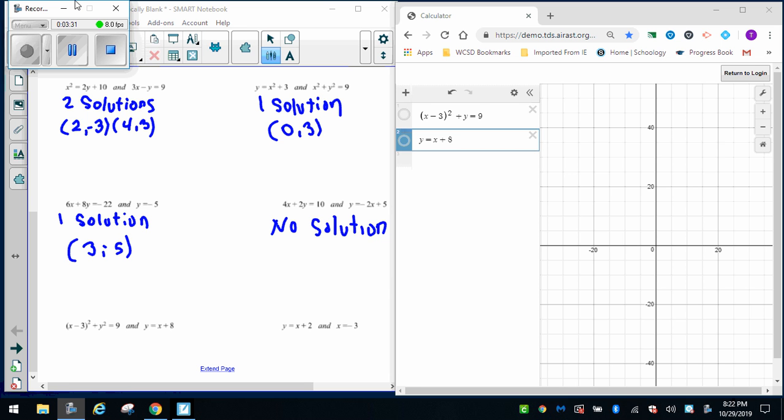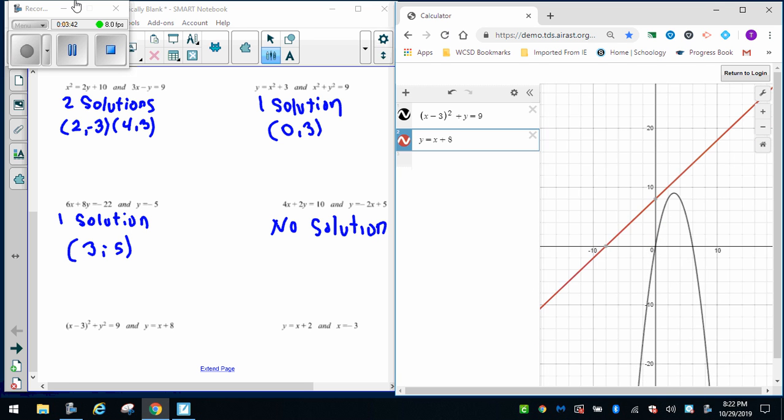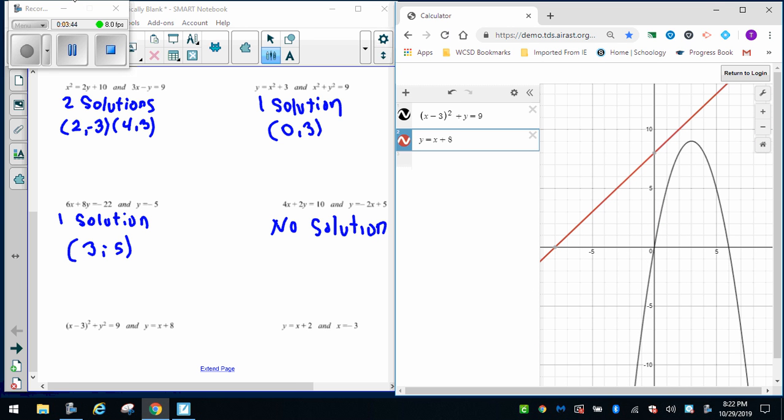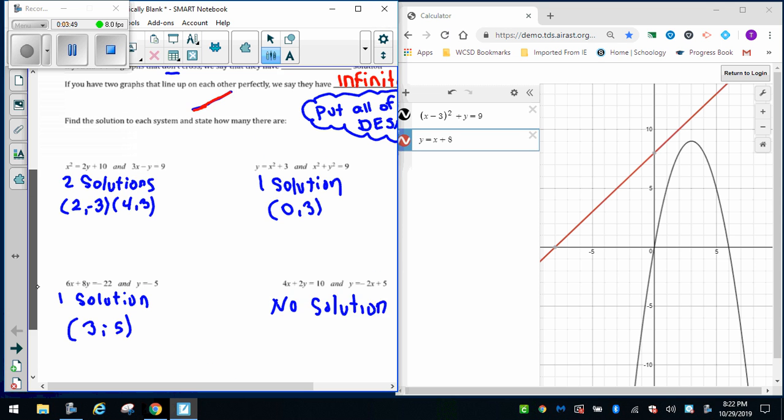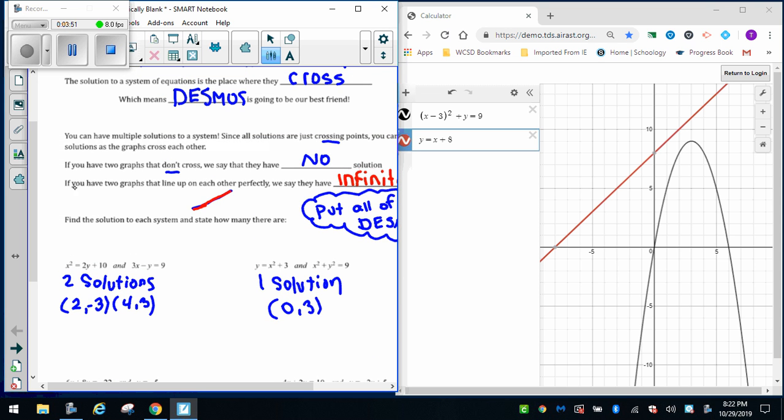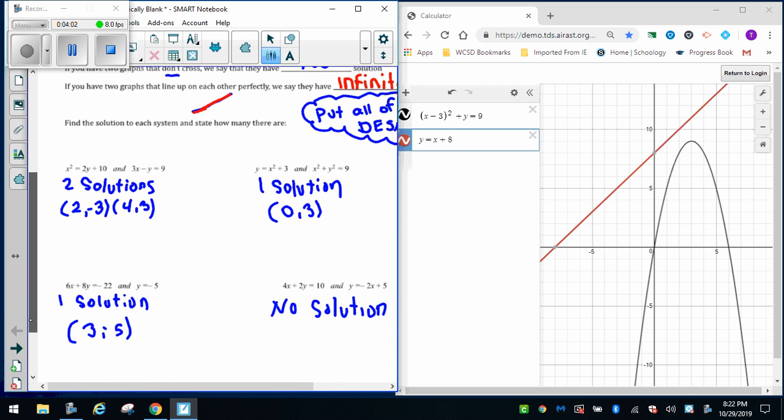Our next example gives us this parabola, and our second equation for this example gives us a line. And I'm going to zoom in as far as I can to show you that these two lines never cross. So I'm going to go up in the notes again. If that ever happens, it says if you have two graphs that line up on each other perfectly, we say they have infinite solutions. Well, these two don't line up perfectly. They never cross. So again, these two have no solution.